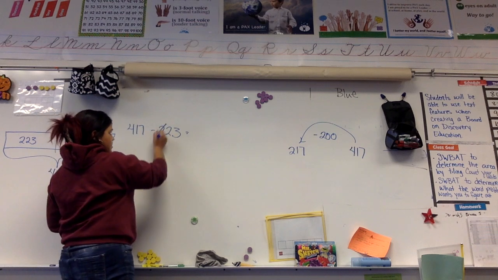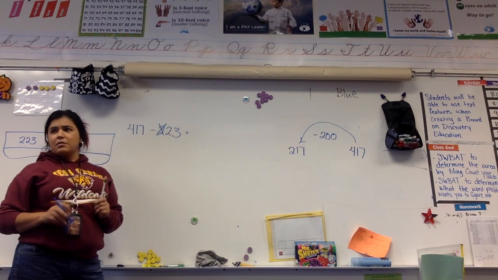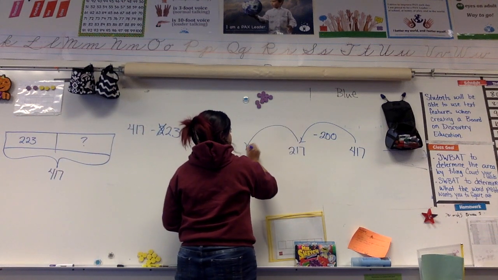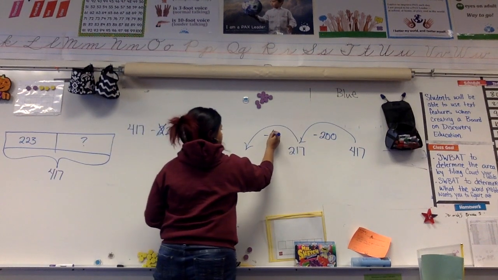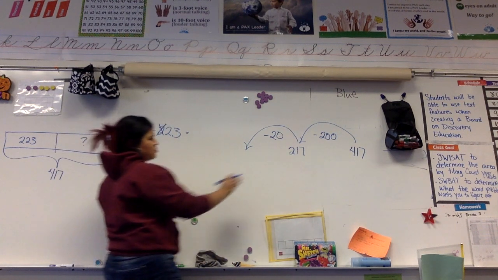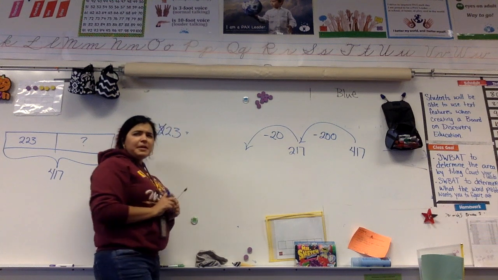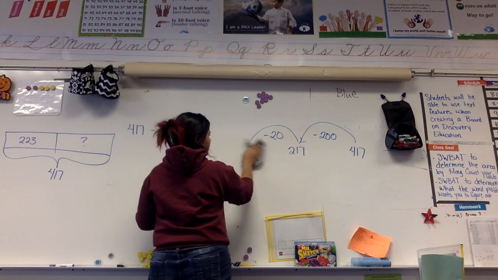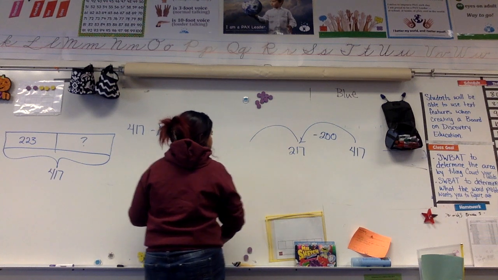We did the hundreds. We're going to do the tens. How many tens do we have? 1. Okay, so I'm going to subtract 20. Ew, that's kind of weird to subtract 20 from 17. That might be a little hard. So what if we did 2 jumps?